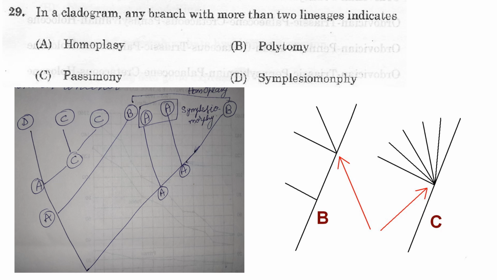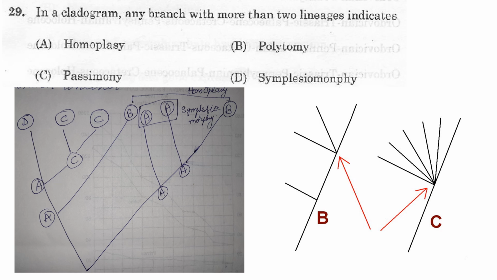Then, in a cladogram, any branch with more than 2 lineages indicates... So this is the cladogram. This is the branch. So any branch with more than 2 lineages. Here you got one lineage. Here you have got 1, 2, 3, 4 lineages. So that is called as polytomy. Answer is option B.